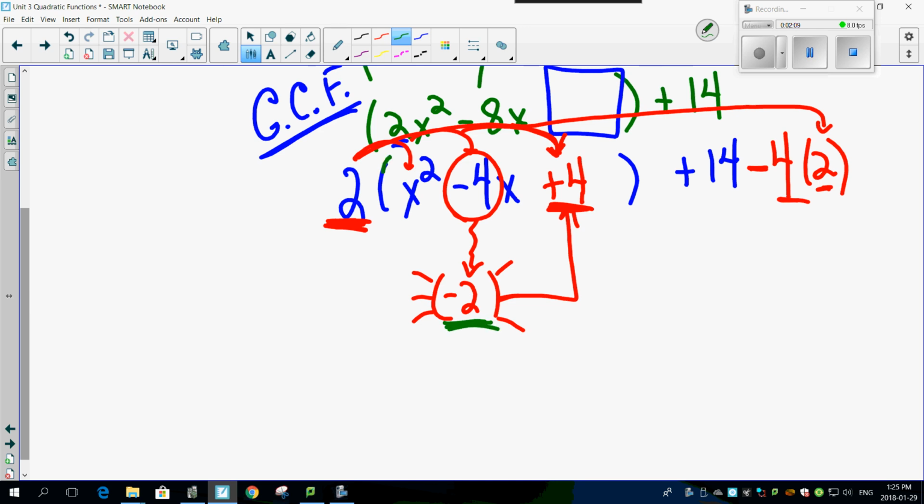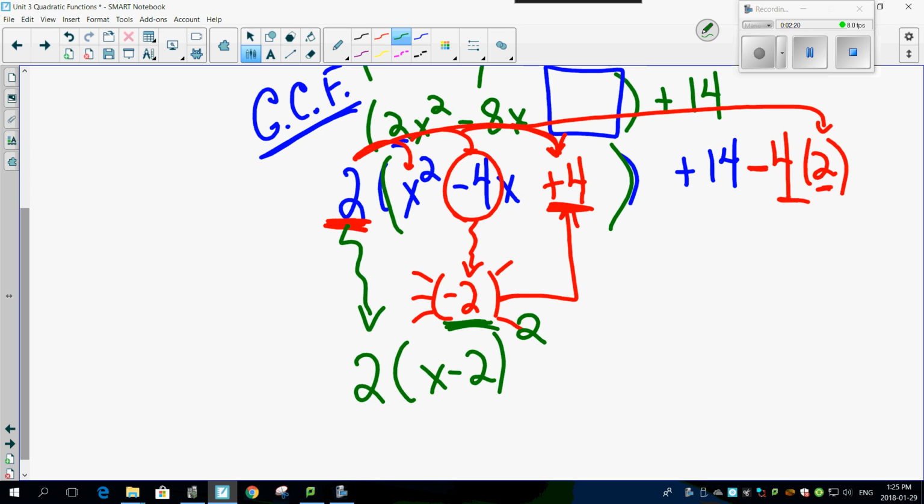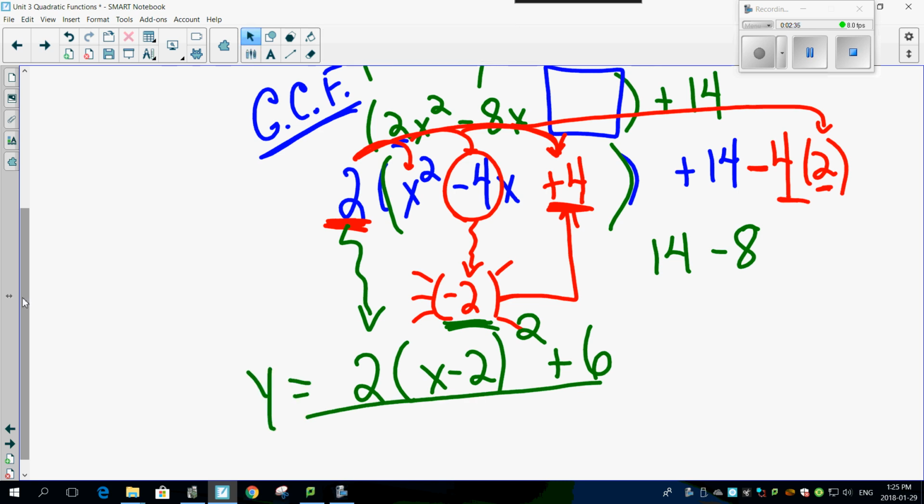Minus 2, meaning this guy is now a perfect square. x minus 2 squared, right? That 2 still stays up front. So your a value is now 2. Okay? And you have 14 minus 8. 14 minus 8, of course, is 6. And there you go. That's what it looks like. y equals 2(x minus 2) squared plus 6.